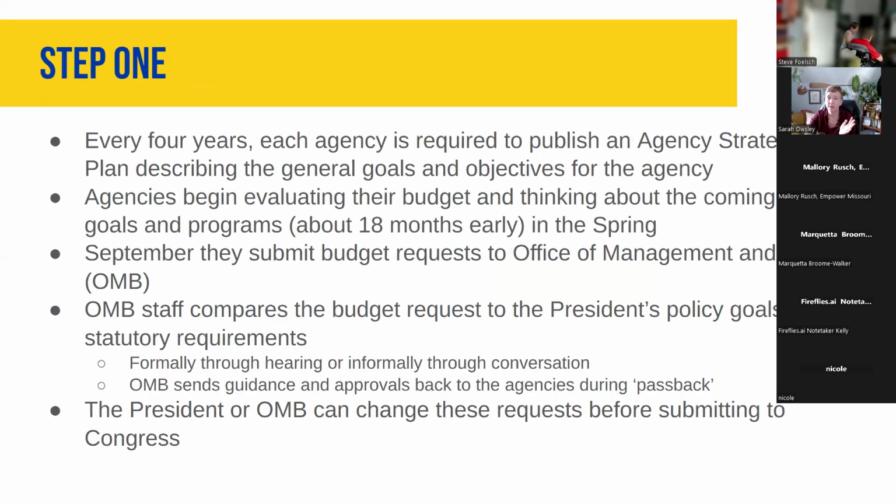So the budgetary process, we're going to go through step by step. So step one really begins when a new president is installed. Every 4 years, each federal agency is required to publish what's called an agency strategic plan that is going to lay out their general goals and objectives for the next 4 years. It happens every time there's a presidential election, and that makes sense, right?